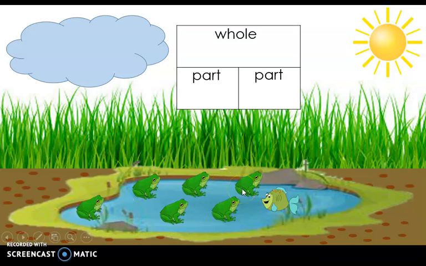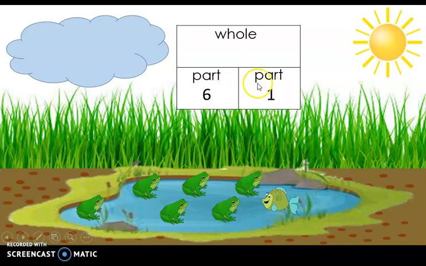I feel like some of you were just blurting the answer. You weren't counting with me. So let's try it one more time together. 1, 2, 3, 4, 5, 6. So the first part of my pond has 6 critters, or in this case, frogs. Now let's count the other part. How many fish are swimming in my pond? Ready? Count with me. 1. Oh, that was easy. So the other part of my pond is 1.